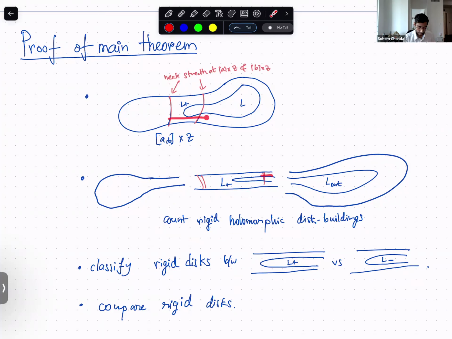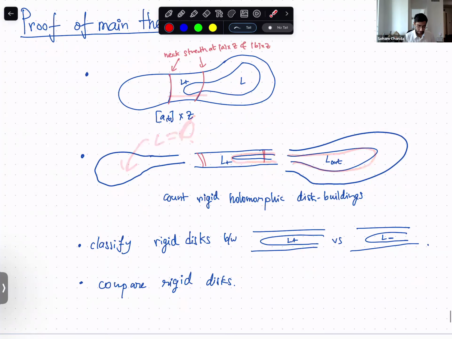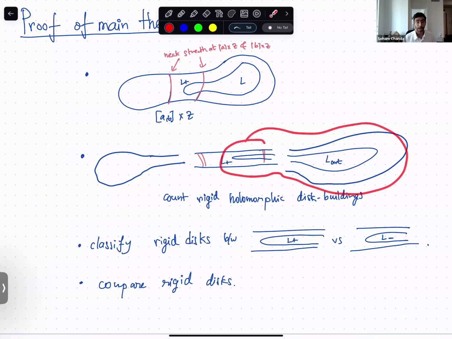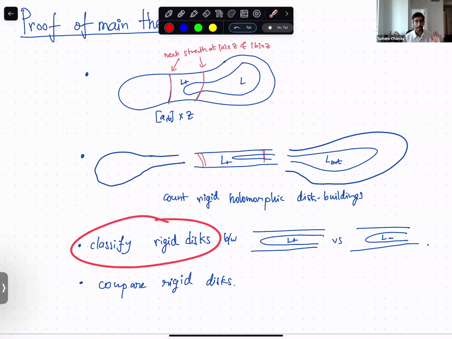So if I do next stretch here, I will have L plus here, and I'll have some outside manifold L out. And in the negative part, there will not be L, L will be empty here. The main part is to classify rigid disks, which have boundary on this part. This classification result is the hardest part.